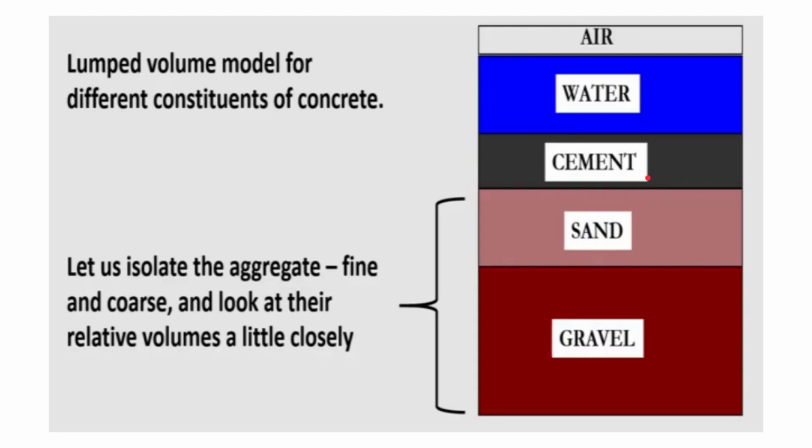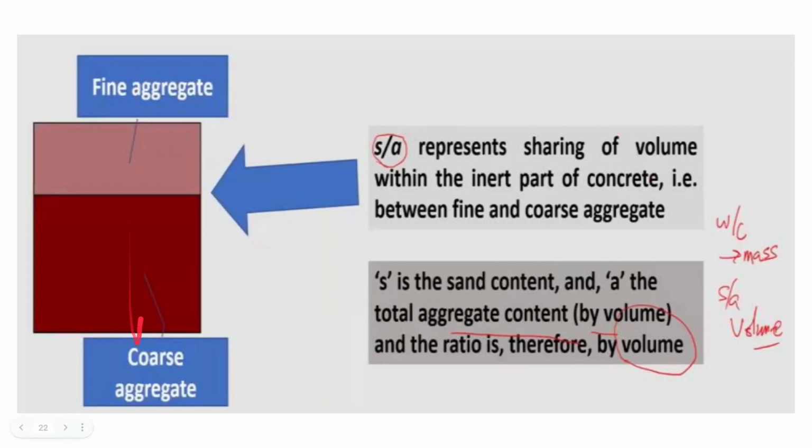Now if we go into the aggregate part, we can segregate it into 2 parts, fine aggregate and coarse aggregate. From this sketch only, we define this term, which is called S by A. S by A is basically the ratio between sand and total aggregate, that is sand plus coarse aggregate. S determines the sand content and A determines the total, and this ratio is in terms of volume, unlike water cement ratio, which is in terms of mass. That is the basic difference between S by A and W by C.